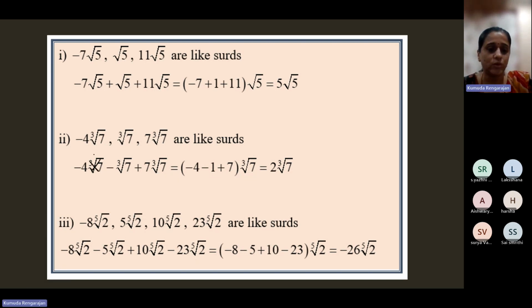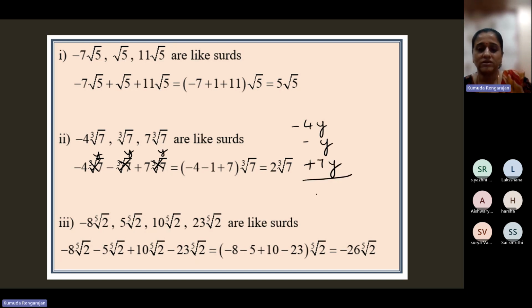So just treat this as a y or x. It's like minus 4y minus y plus 7y. What's the result? 2y. And what is y here? 2 cube root of 7. As simple as that.